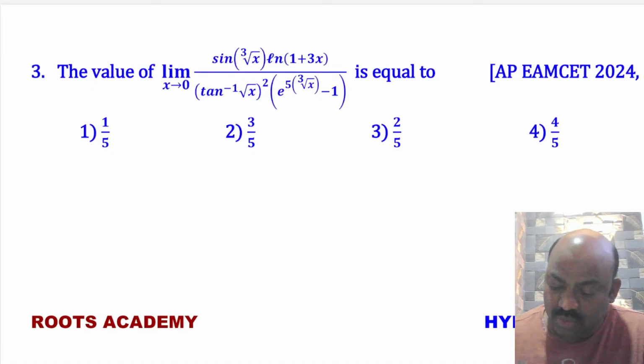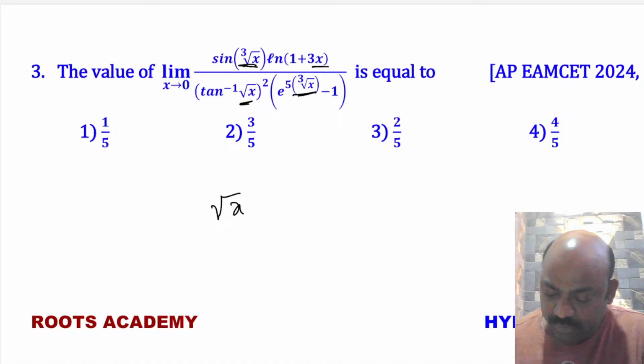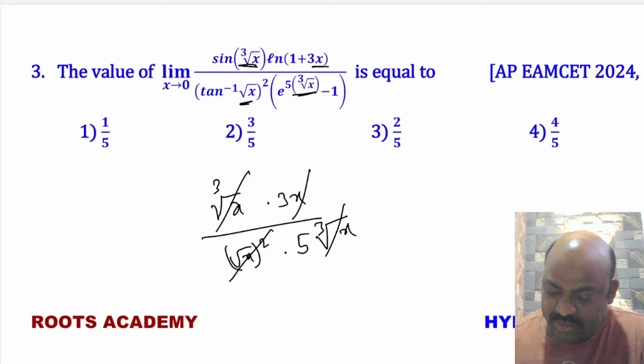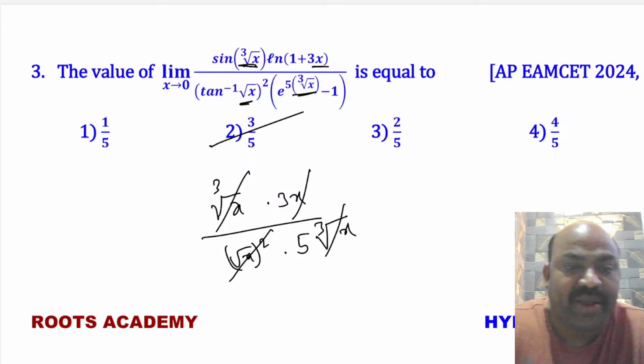So what you have to do, whatever is inside, put that outside. So that will become root of x. This is 3x. And here is root x whole square. And here is 5 into cube root of x. So the cube root is gone, this x is gone, and the answer is 3 by 5.